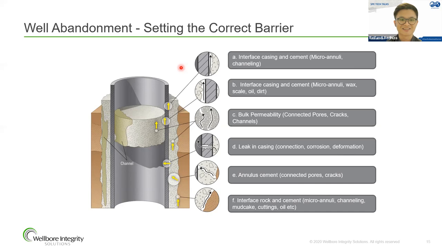Okay, next, have you dealt with the slot recovery of a live well where there is gas in the annulus between production casing, intermediate casing, and surface casing?